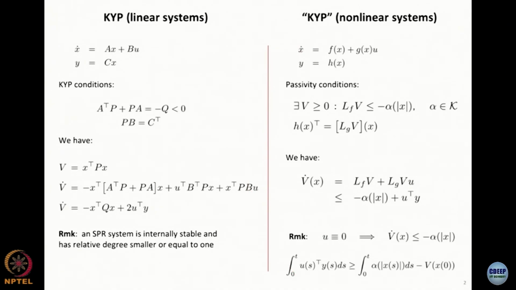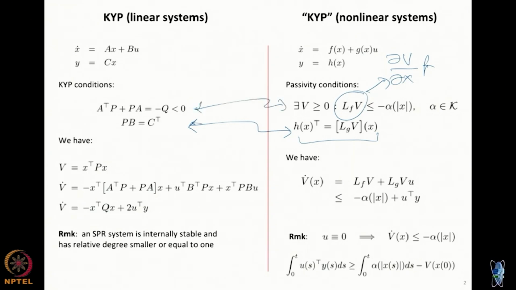Now I will be working with these notations. L_f V is the directional derivative of V in the direction of f, right? So that's the partial of V with respect to x times f. The output is defined like this, so that's reminiscent of that for linear systems, and this one is reminiscent of this one here. Here we have Q that is positive definite, and here we have a class K function alpha of the norm of x.